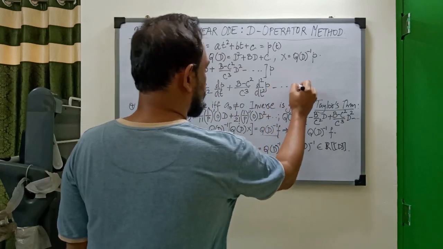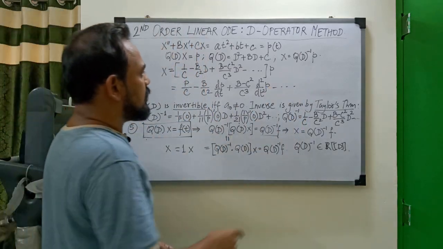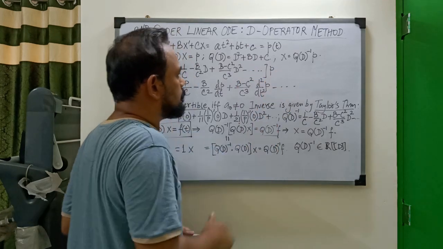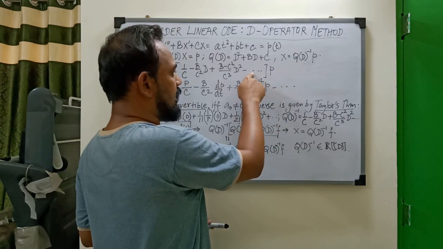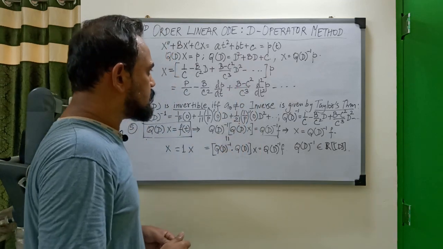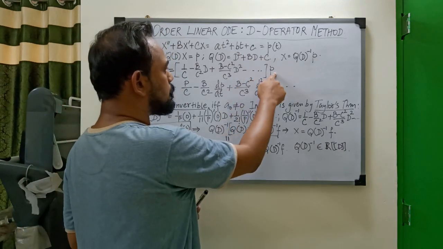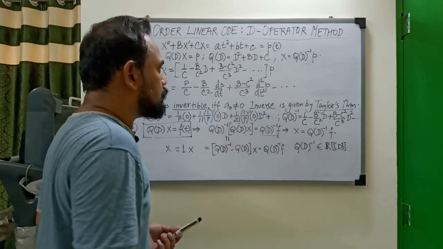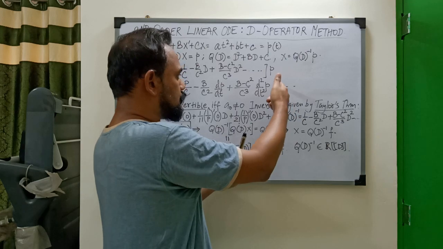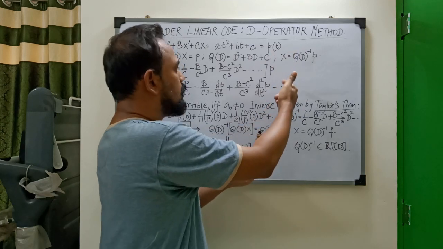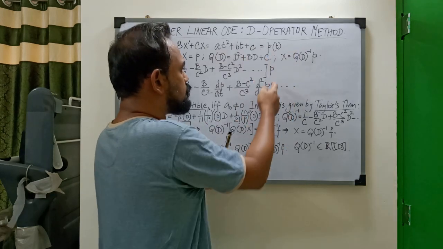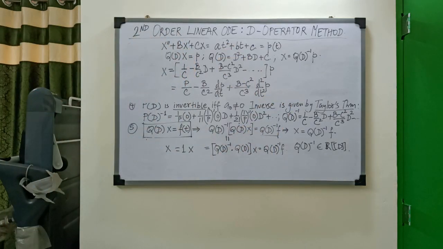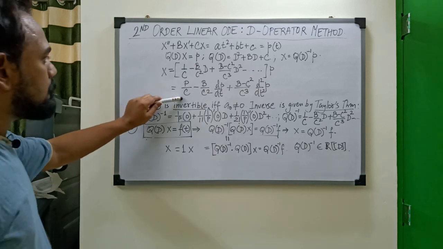And like that. However, if you act the next term on p, you're going to get 0 because the next term has a D cube in it. And D cube means triple differentiation, and a polynomial of degree 2 gives you 0. Similarly, the next term, which is a D to the 4 term, even that fetches you 0 from a polynomial of degree 2. So the next terms are not there. They're all 0.